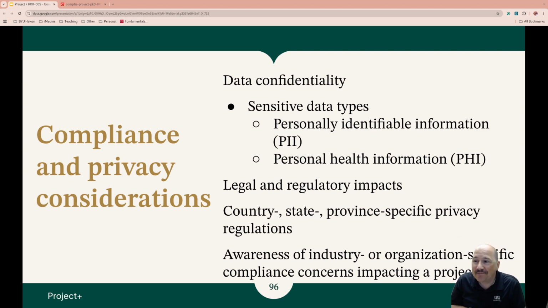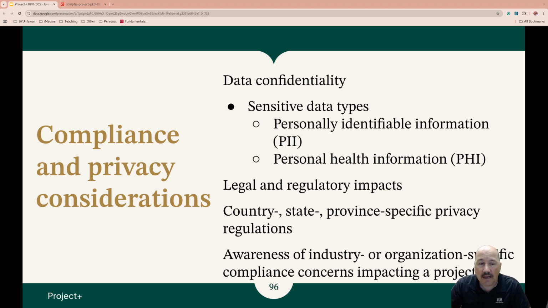So that's the country, state, province specific privacy regulations. You need to understand what they are, and not just for your organization, but also for the clients that are going to be using it. What data are you storing from where, and is it going to be okay? Some countries might say that's not okay, or there might be additional things you have to follow to make sure that it works.